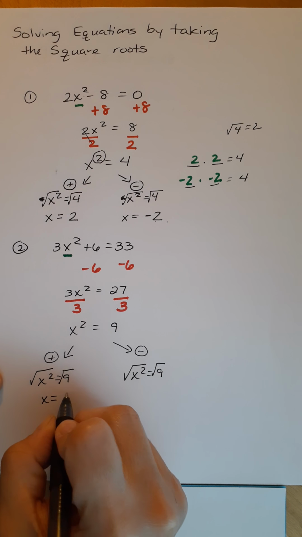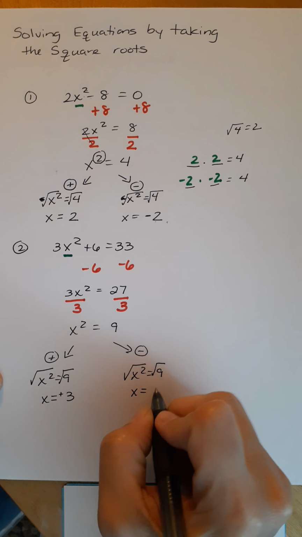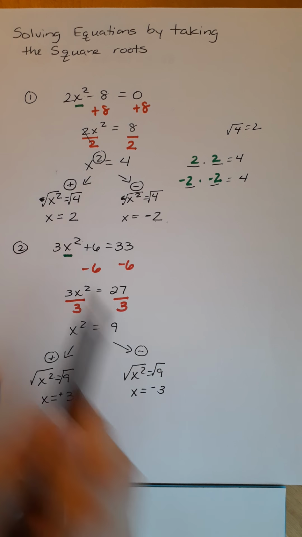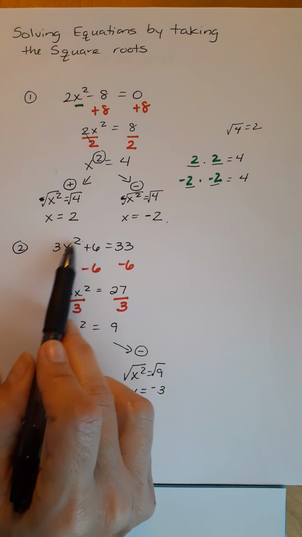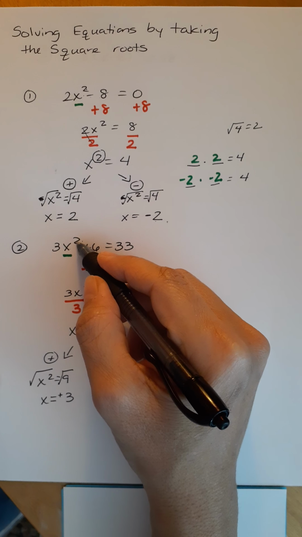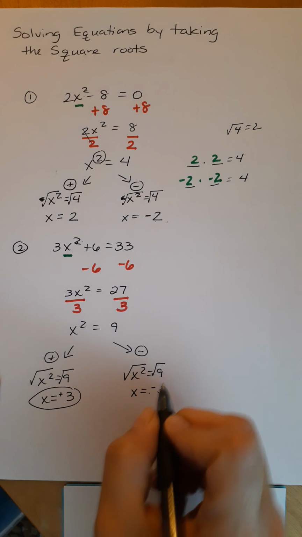X equals positive 3, because this is the positive side. X equals negative 3, and because this is an x squared, when you multiply two negatives, you get a positive, so this works. With a square root, we should have 2 answers. My 2 answers are 3 and -3.